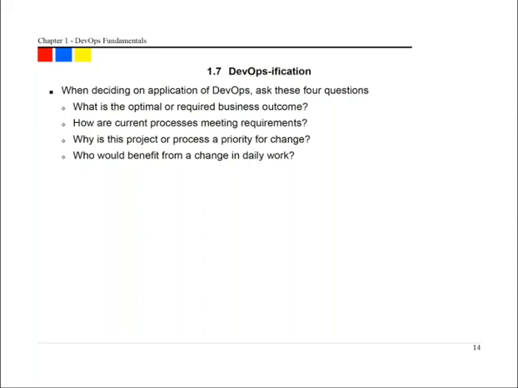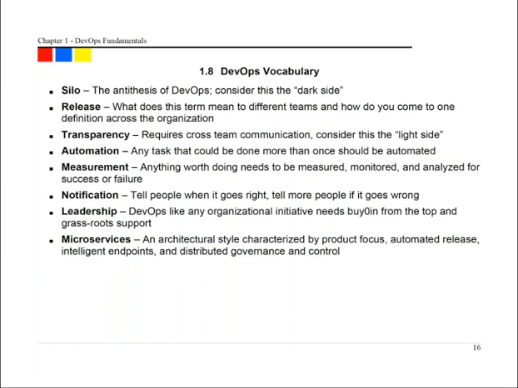And then think of a project. Where are you actually applying DevOps for the first time? And why is this project or this kind of process you're trying to optimize a priority for change? In other words, why do this rather than something else? And in thinking of that, who benefits from that change in their daily work? Where does the actual benefit come from?